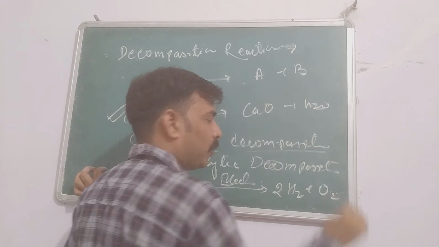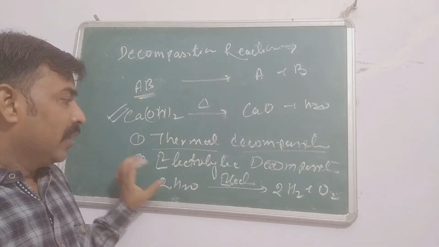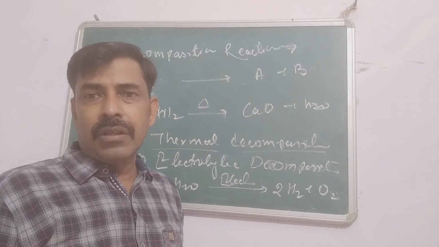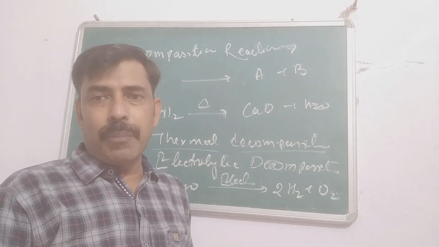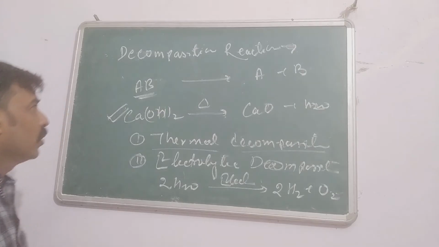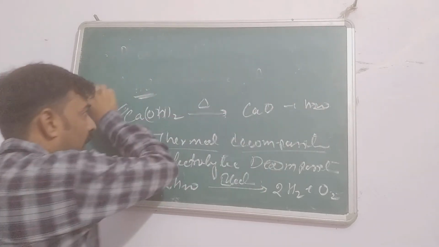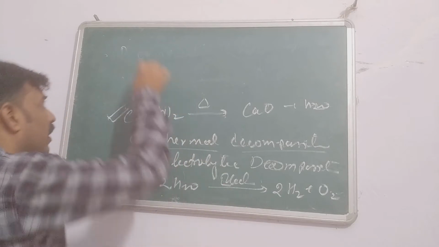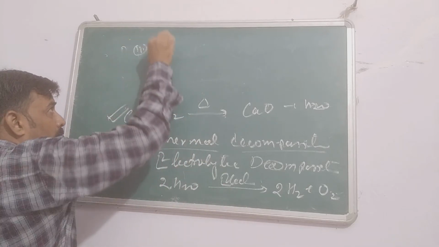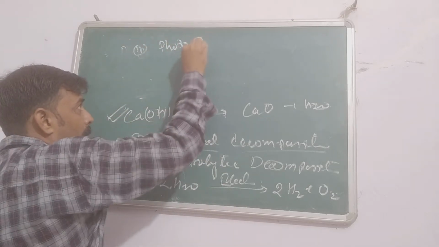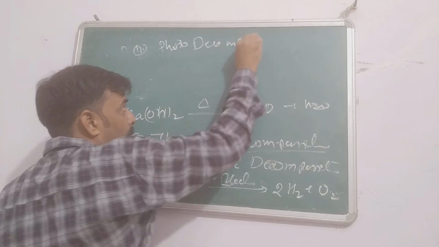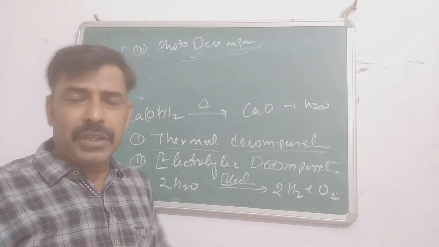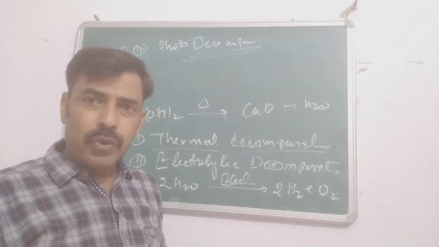H2 and O2. So here you can say that the decomposition is taking place but due to the electricity, then it is called the electrolytic decomposition. So whatever the source for the decomposition is there, according to that the name will be there. And the last one, that is called the photo decomposition. Photo means light. If the decomposition is taking place due to the light, that is called the photo decomposition.